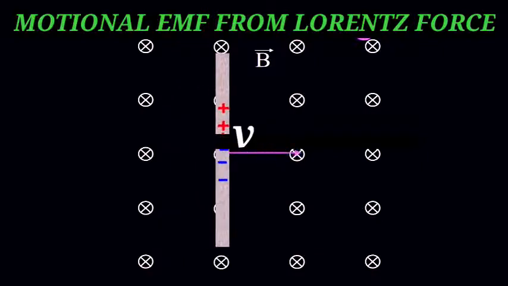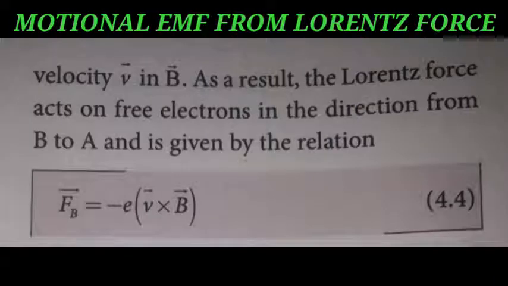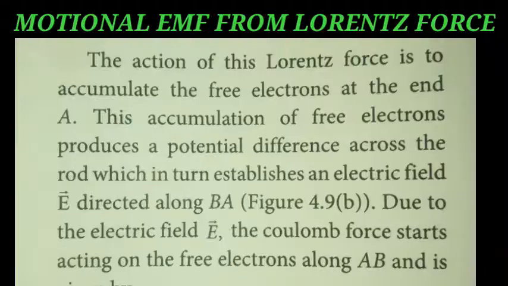When the rod moves, the free electrons present in it also move with the same velocity v vector. As a result, the Lorentz force acts on the free electrons in the direction from B to A, and it is given by the equation F_B vector is equal to minus e open bracket v vector cross B vector close bracket. Equation number 1. The action of these Lorentz forces is to accumulate the free electrons at the end A.